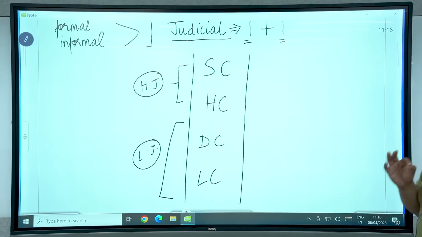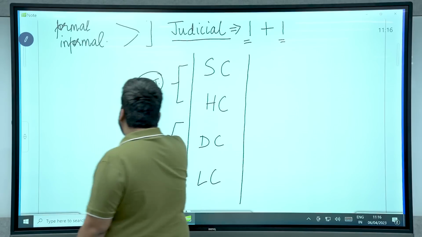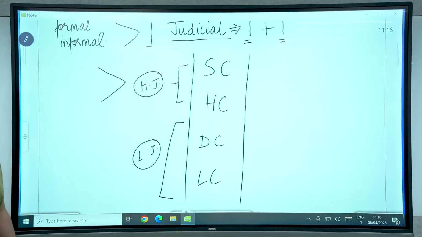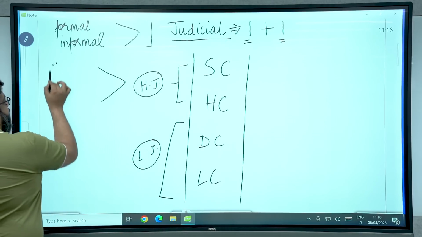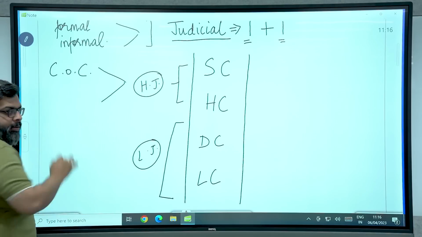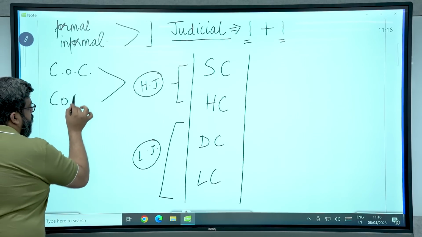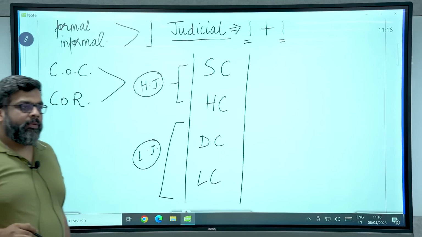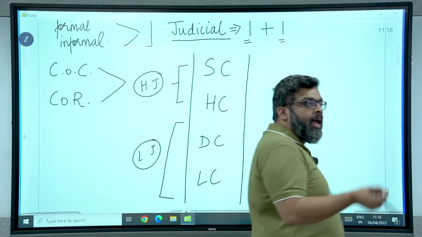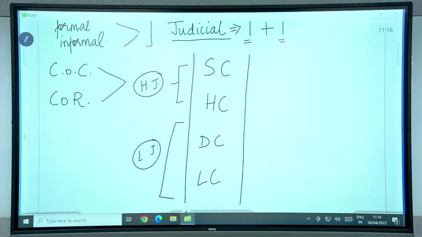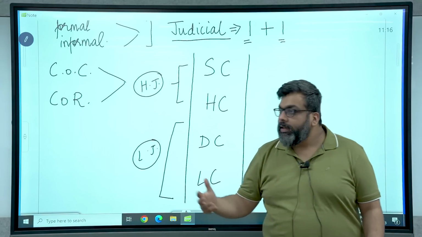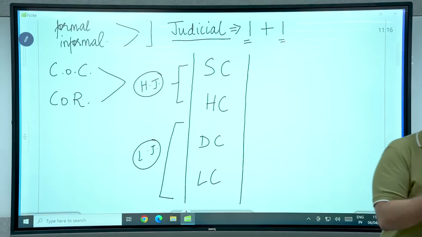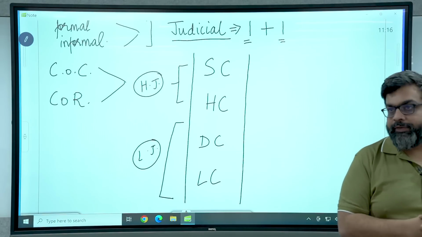And because you are the higher judiciary, you have two things that the rest of the courts don't. One is a court of contempt, and two is a court of record. A court of contempt and a court of record. The story first begins with court of record. Only and only the higher judiciary is considered to be a court of record. Now let's understand the origin of it.